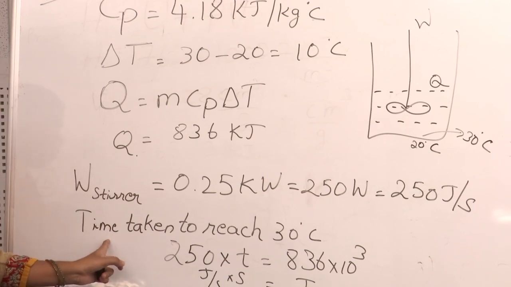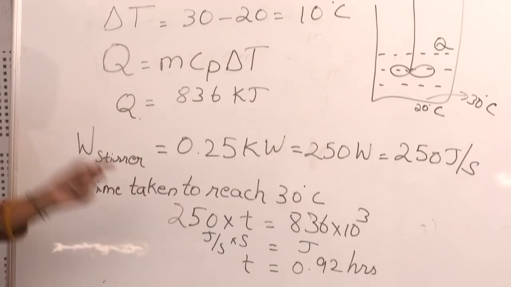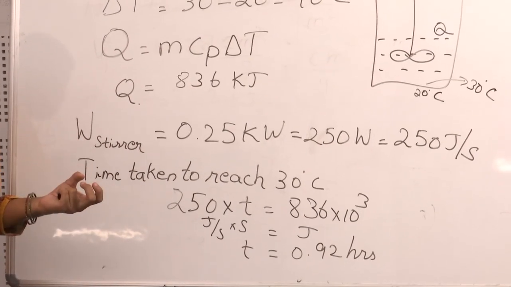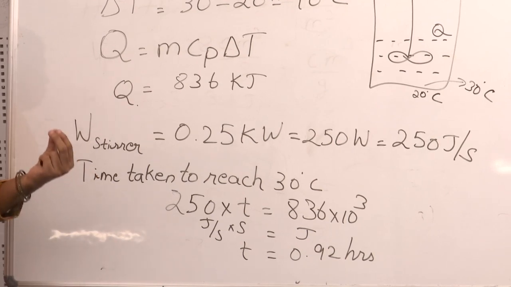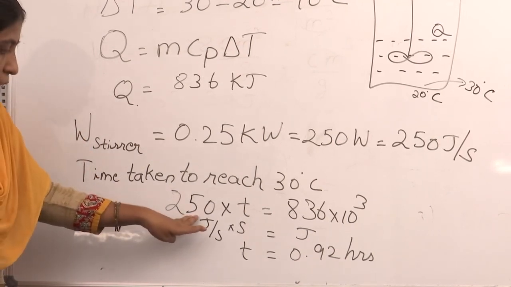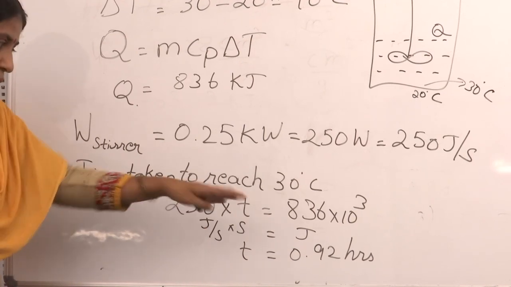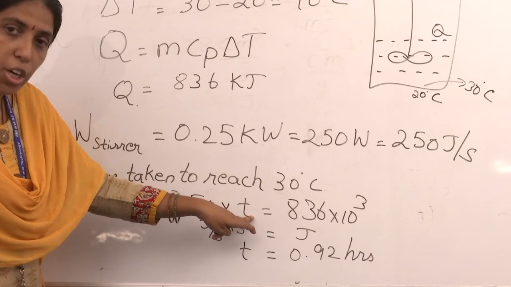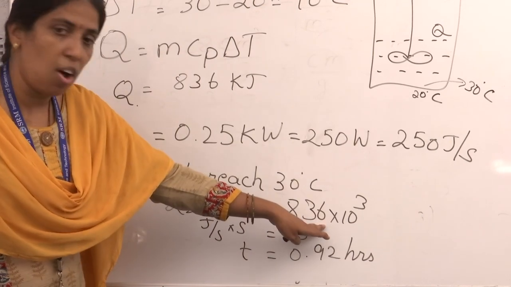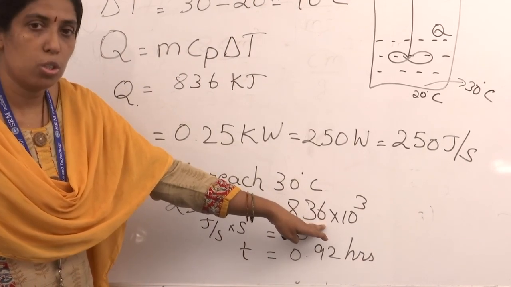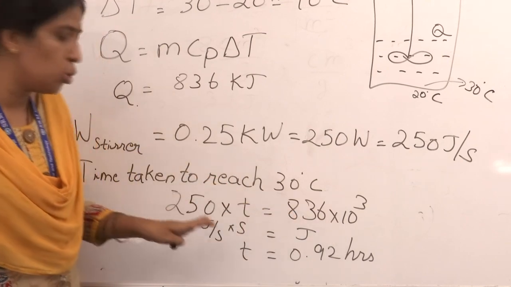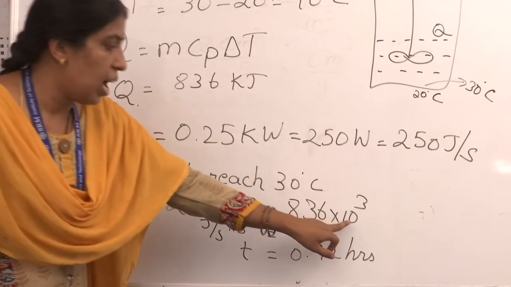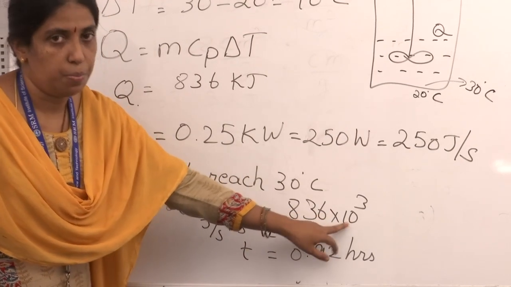So, time taken to reach 30 degrees Celsius. We need the duration of time required to reach 30 degrees from 20 degrees Celsius. So we can multiply this for unit consistency also. You can multiply 250 into the time required to reach a heat of 836 kilojoules. So we are substituting in joules on both sides. So I have this conversion of 10 to the power of 3.